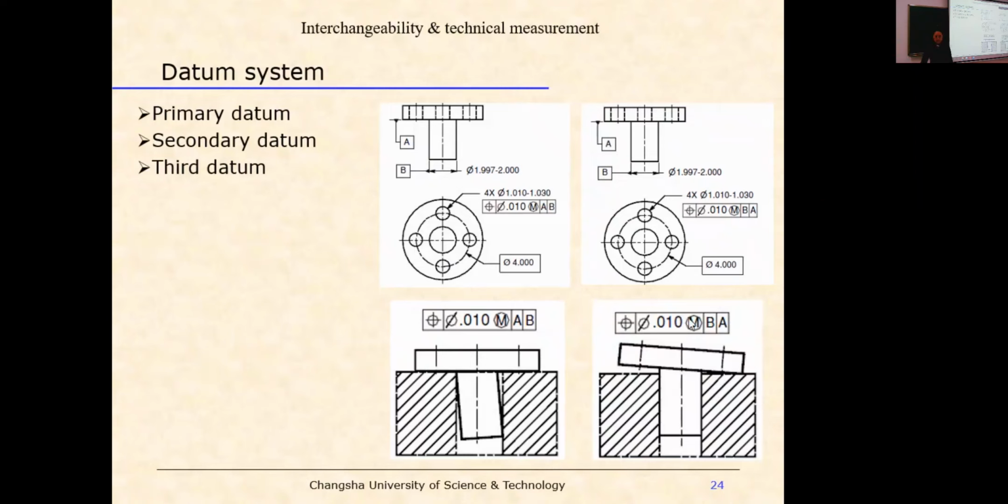This M means the maximum material principle, which we need to learn later. M is how to design the tolerance. It's the maximum material principle, the tolerance principle. This is a little hard, the position. And we will see more examples, okay?